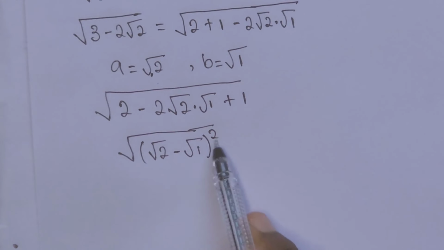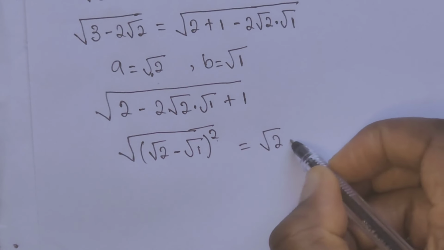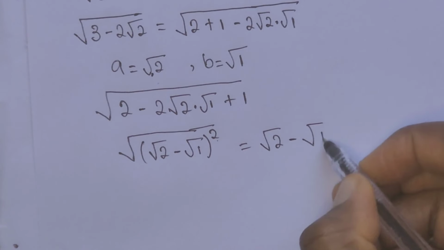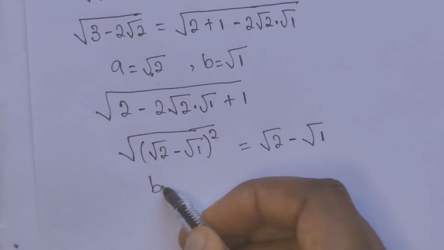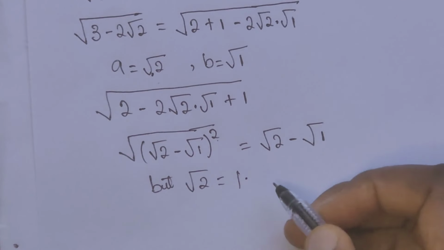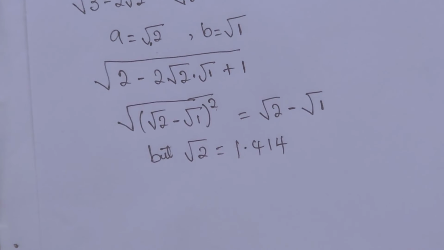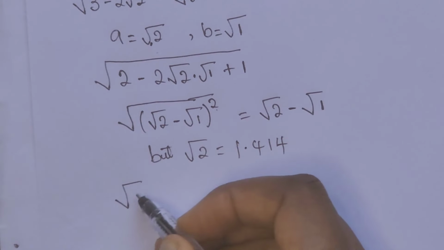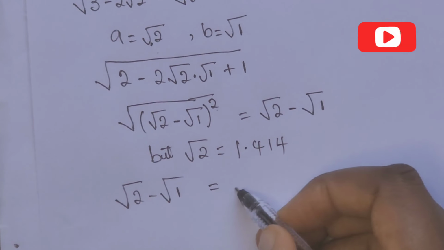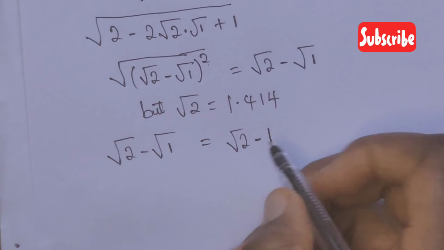So this square root cancels this. We have root 2 minus root 1. So from here, root 2 is equal to 1.414. So our final answer becomes root 2 minus root 1, which is equal to root 2 minus 1.